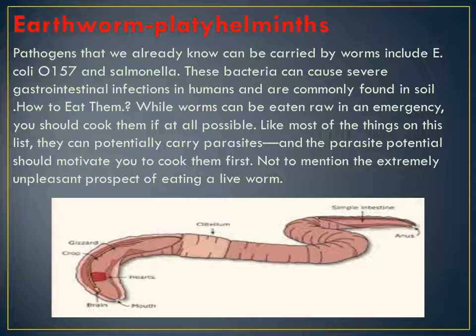O157, and salmonella are present in the bodies of human beings. These bacteria can cause severe gastrointestinal infection in humans and are commonly found in soil.